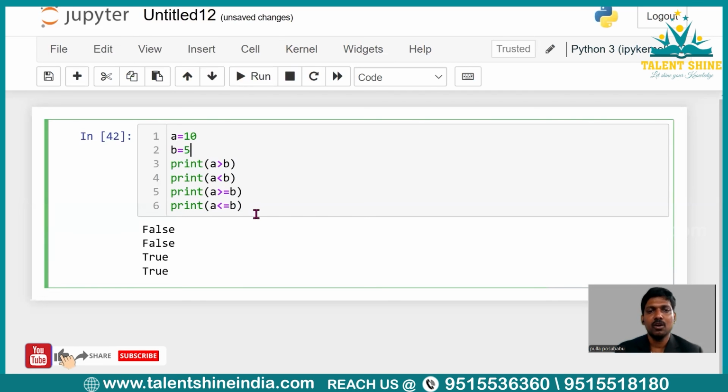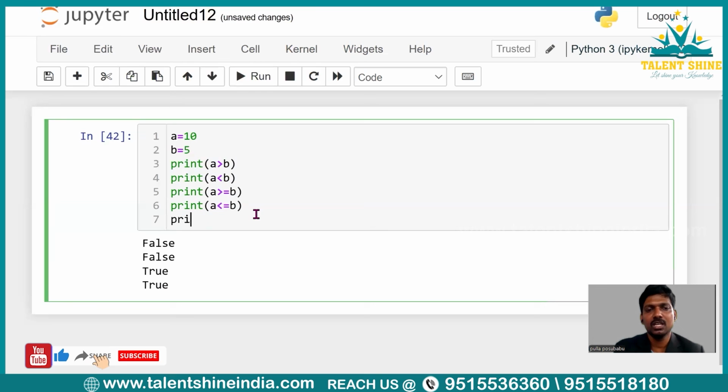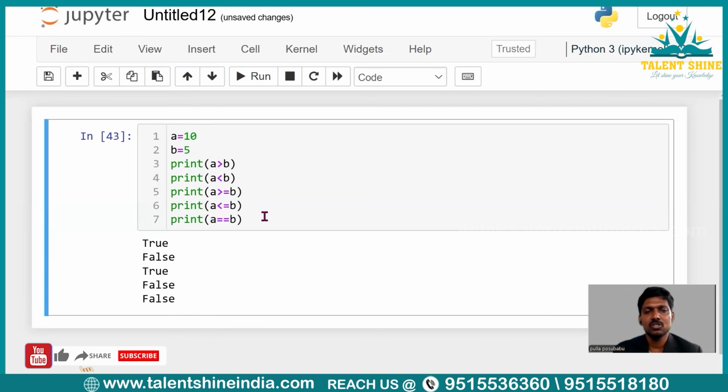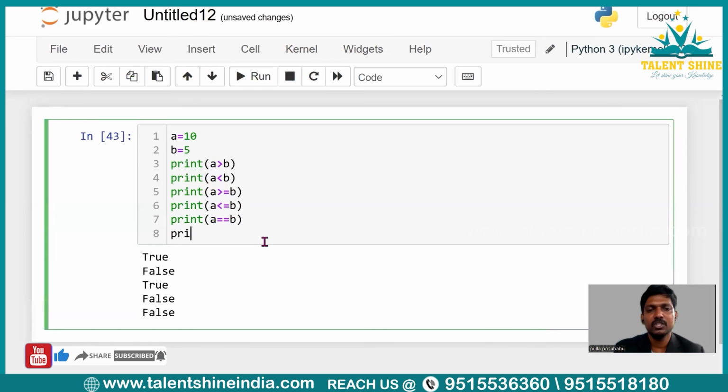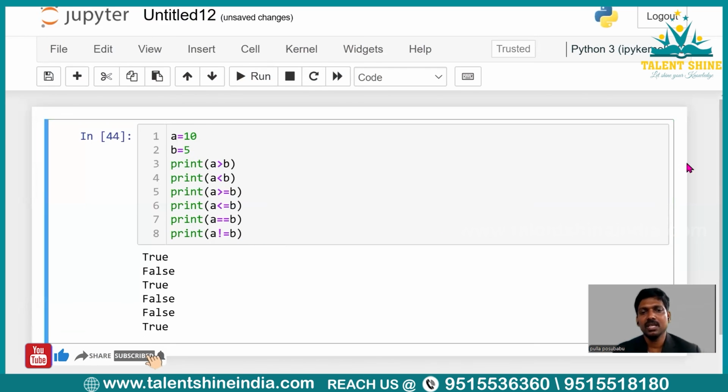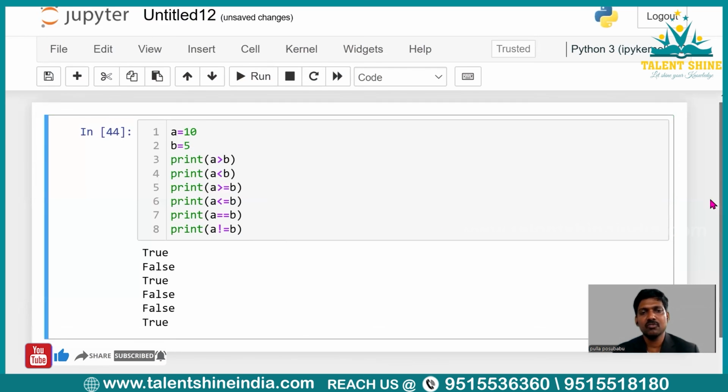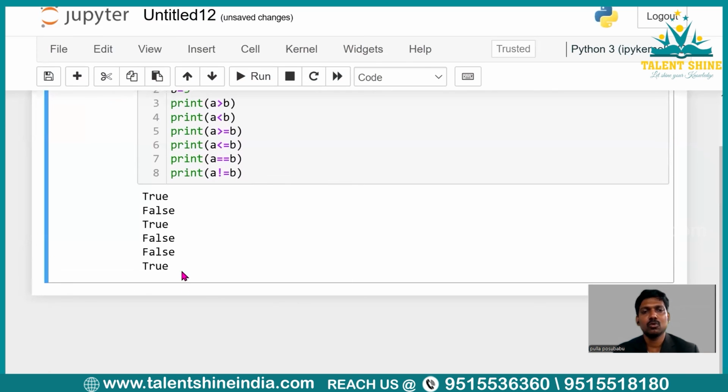So 5. Now let me check one more, a equal to b. In this case, 10 is equal to 5? We are checking equality, so in this case, false. We are getting false as our output. Finally, let me check a not equal to b. Clearly 10 is not equal to 5, right? So in this case you will get true as output. Let's see the final output. You are getting true.